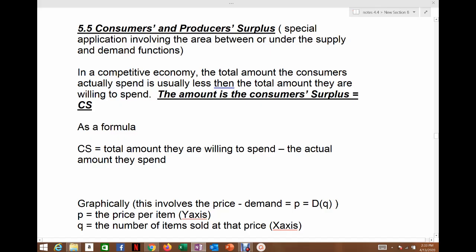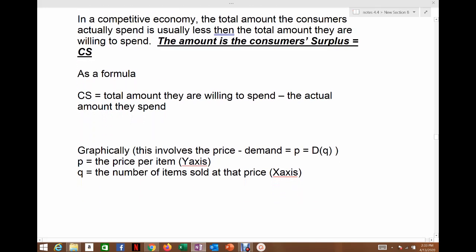Right, this is the last set of notes for the semester, 5.5, which I will do over 2 videos. First video will be setting it up, and then the second video will be applications. So 5.5, we're just going to look at applications, a special type of application called consumer and producer surplus. So these are special applications that involve area under supply and demand functions.